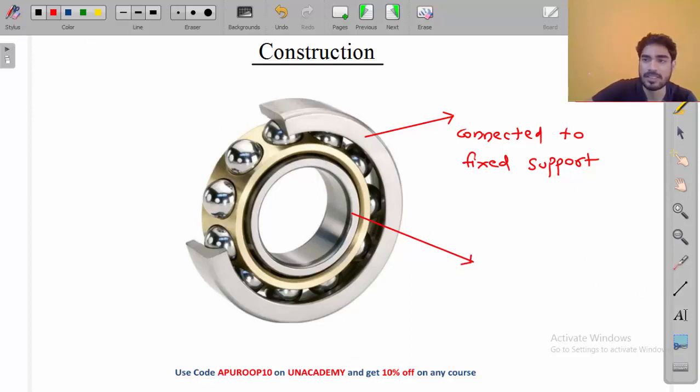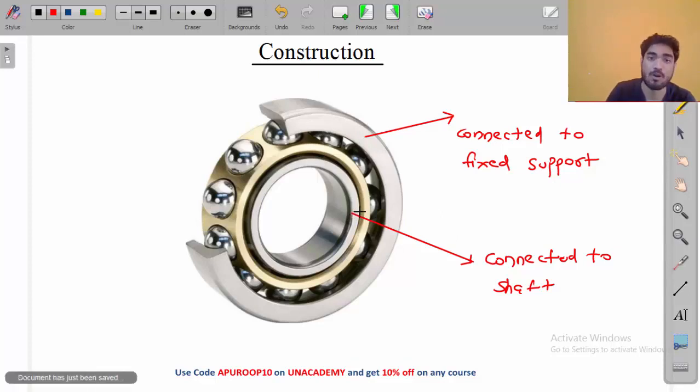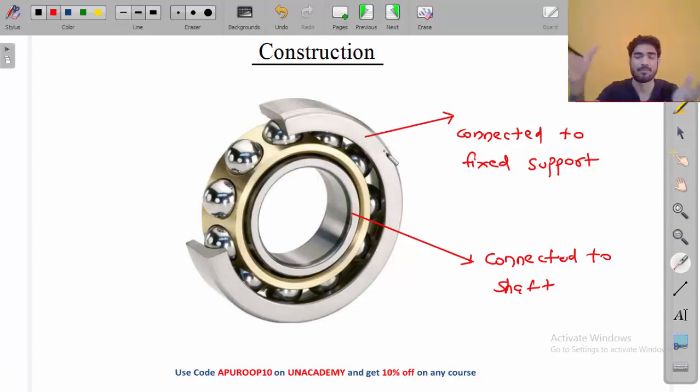There is an inner ring also. This inner ring is connected to the shaft, so it is rotating with the shaft. This is known as the outer race and this is known as the inner race. Do you understand this much? Outer race is connected to the support. Inner race is connected to the shaft.